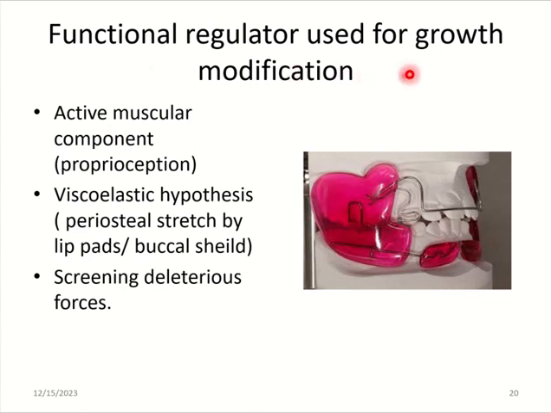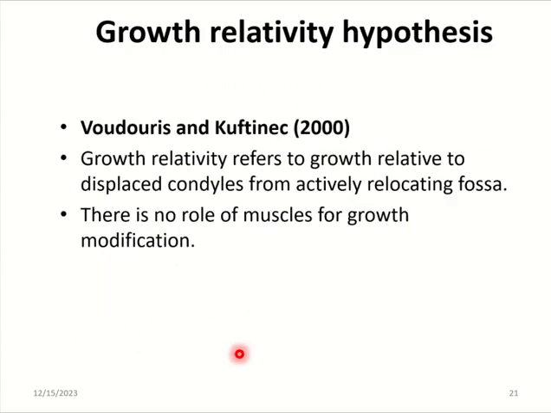Functional regulator, which is used for growth modification. So the active muscular component is actually proprioception. Proprioception is what you can touch, or the touch or the pressure where you can locate, even in case you get a pain at a part of your body, your brain can pinpoint that location. So that is your proprioception. So viscoelastic hypothesis, periosteal stretch by the lip pads and the buccal shield will prevent unnecessary force acting on the dentition and screening of the deleterious forces. That is the principle of force elimination.